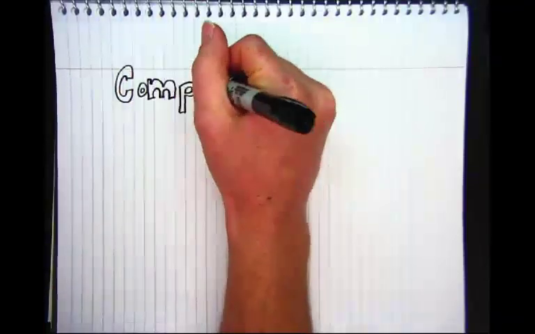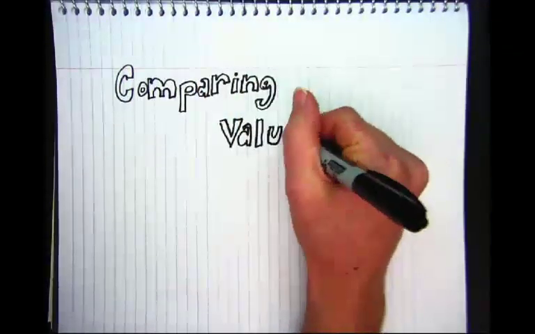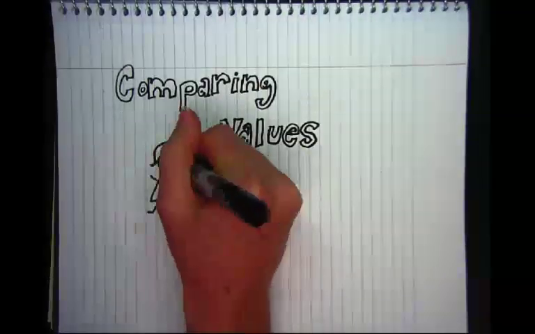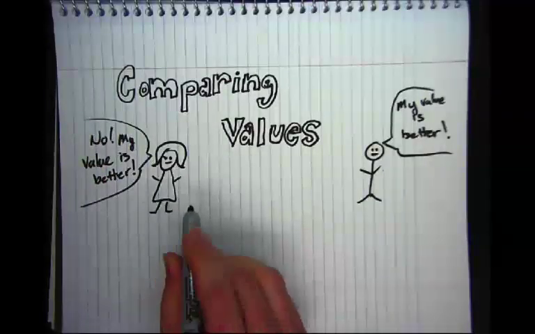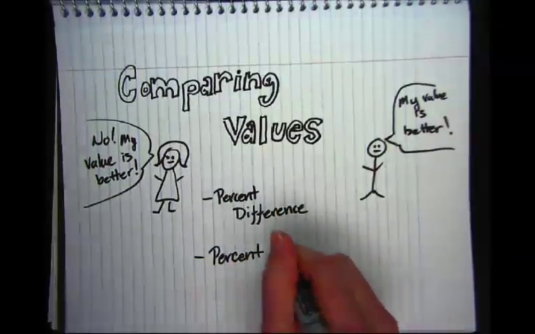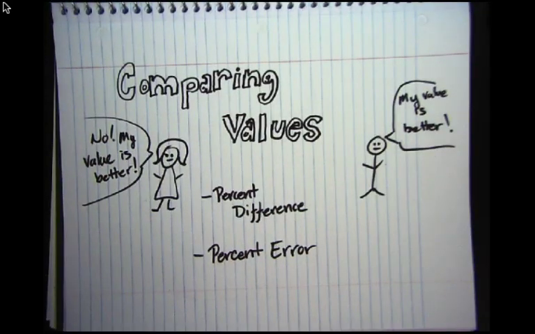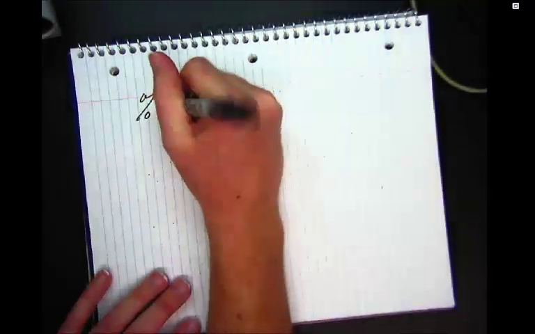So let's talk about values. When we're in the lab, we're getting all these measurements, we're making all these calculations, and we're like, hey, my value is awesome. And then somebody's like, no, my value is awesome. So we need to figure out how to compare these two things. So we have two different tools, percent difference and percent error. The one you use is dependent upon what you're comparing.